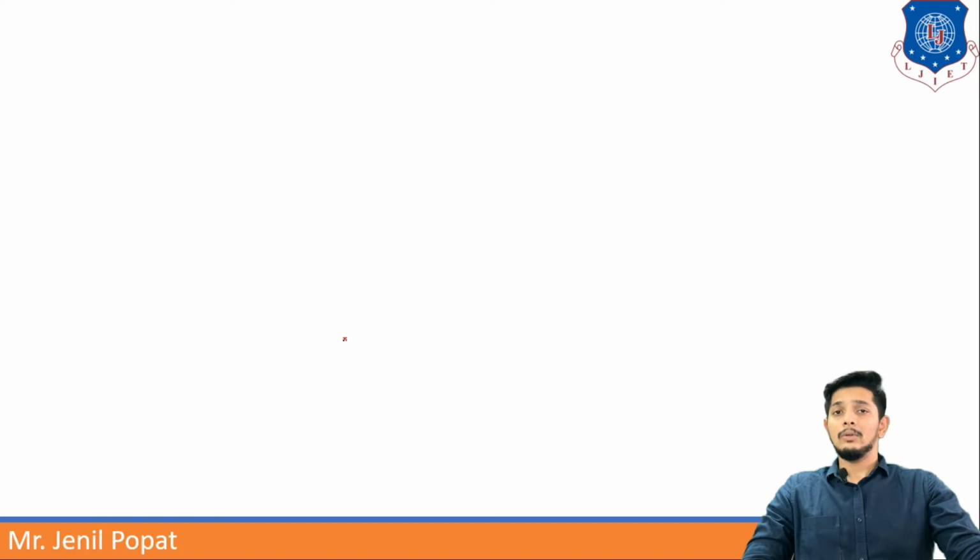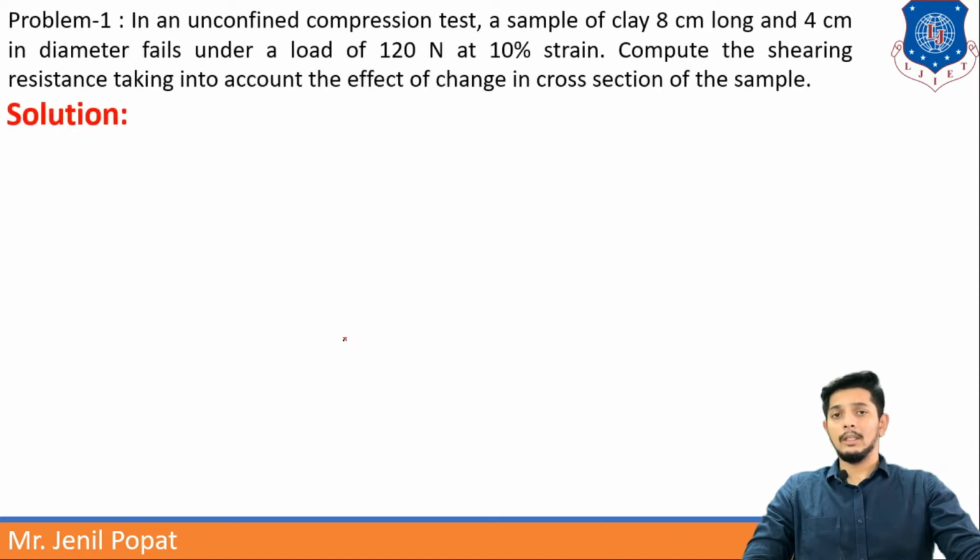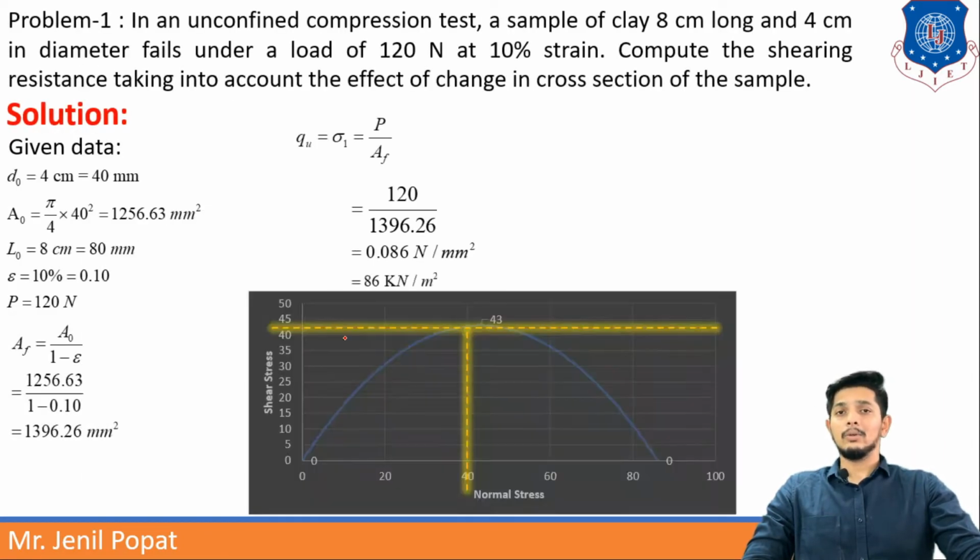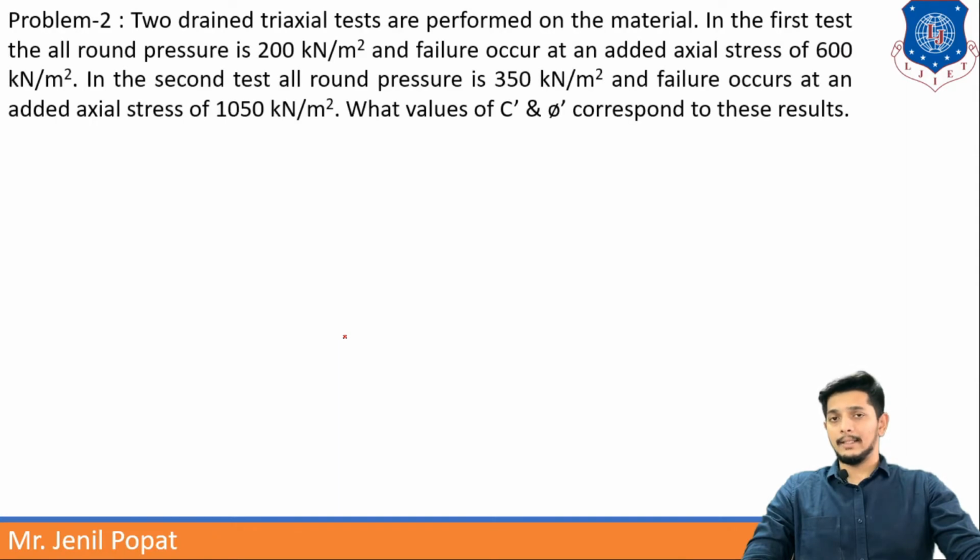In previous video, we have seen one numerical. Let us skip that and we will go to second problem directly. Problem 2. Two drained triaxial tests are performed on the material. So two triaxial tests are performed. In the first test, the all-round pressure is 200 kilonewton per meter square, and failure occurs at an added axial stress of 600 kilonewton per meter square.